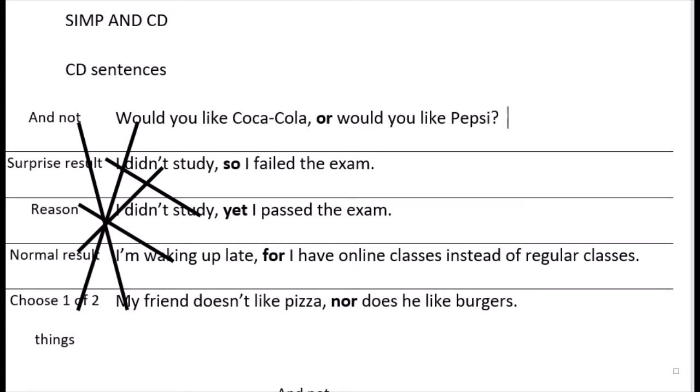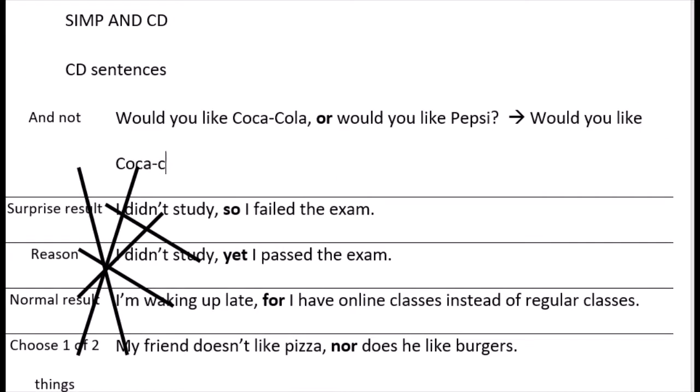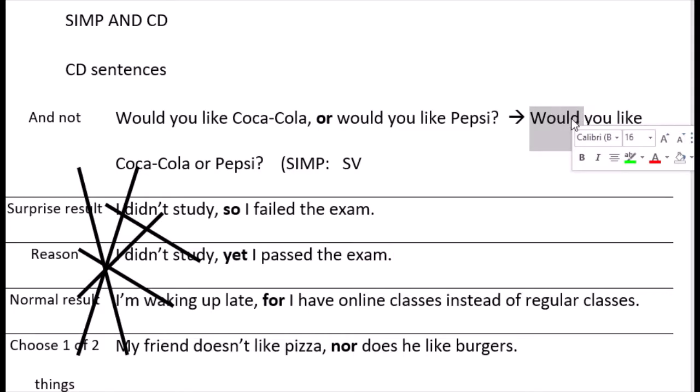Can you change this to a simple sentence? Would you like Coca-Cola or Pepsi? Yep. So now it's a simple sentence with subject, verb. So would you like, would is a question word asking about, is it possible or do you prefer? Okay, would you like, use subject, like verb. Object is noun plus noun, okay?